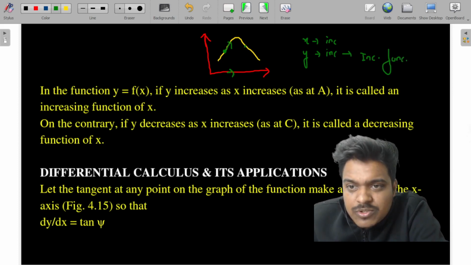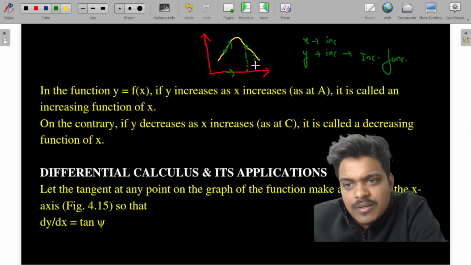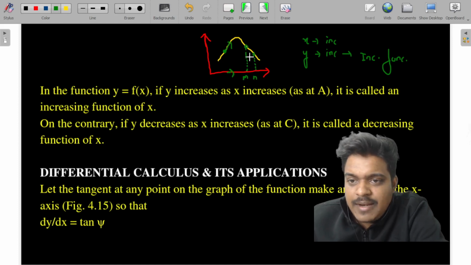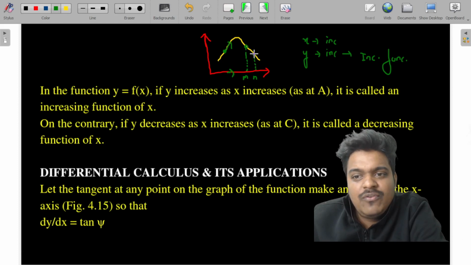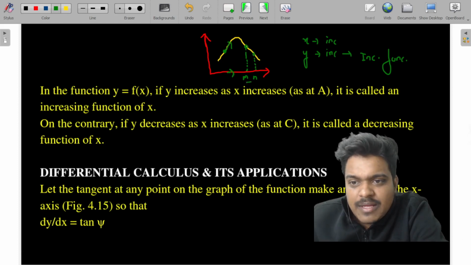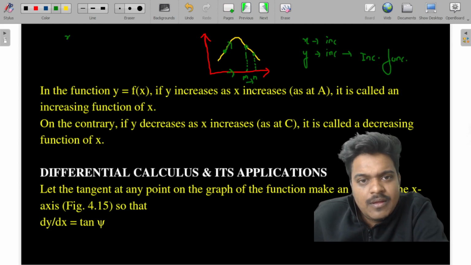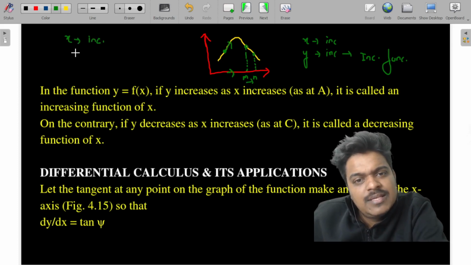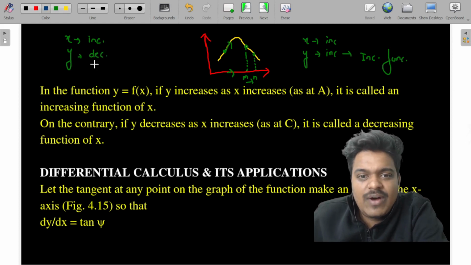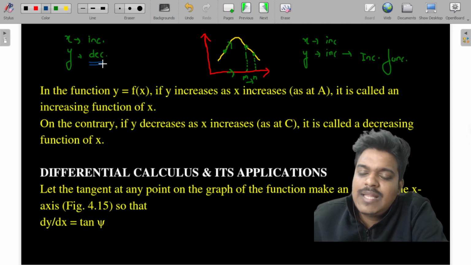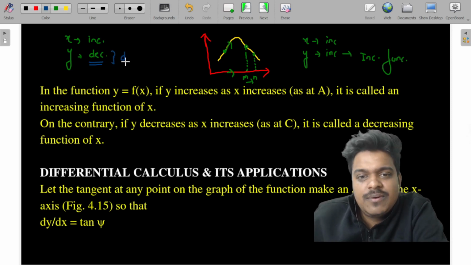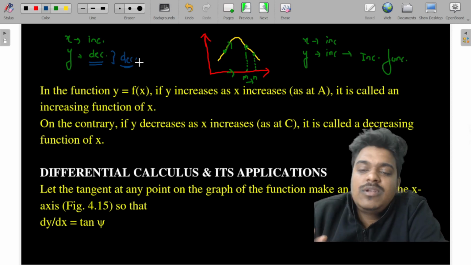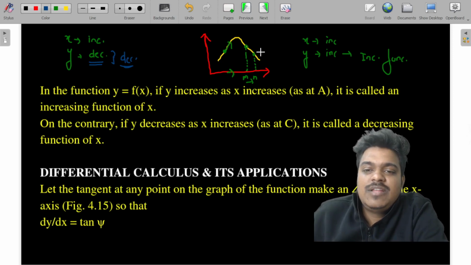And here, suppose you take this point, and this is another point. Suppose this point is m and this point is n. If I calculate the value of y at m, it is higher than the value of y at n. So if I am increasing the value of x and the value of y is decreasing, can you say that the function is a decreasing function?